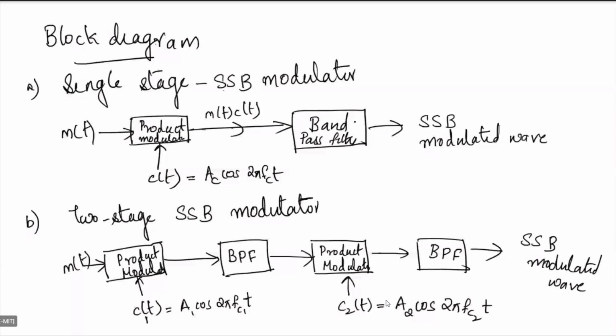See, this is the frequency discrimination method. It can be done as a single stage or two stage. So let us focus on the single stage. You have a message signal, carrier signal, and a product modulator. This signal is nothing but the DSBSC signal. From that, you pass it through a band pass filter and you are getting the SSB modulated wave.